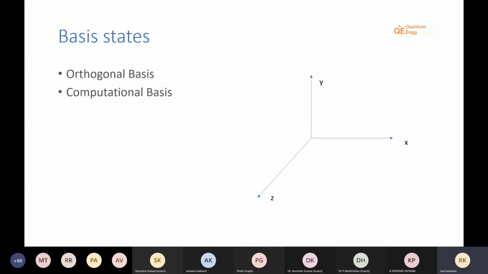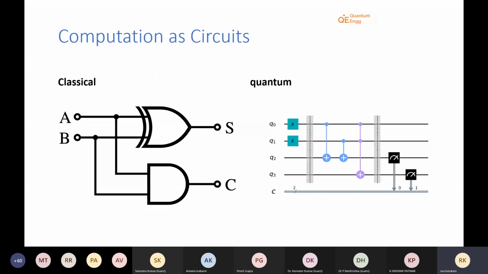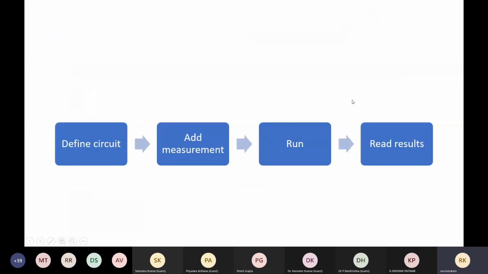Okay. So then we went on to say that to conduct a computation, the operations needed on the bits or qubits can be represented as a circuit. On the left you have a classical circuit, on the right you have a quantum circuit. Typically the logic is in between these two barriers. The left part of this barrier is input and the right part of this barrier is called the measurement state. And in between you have the logic.